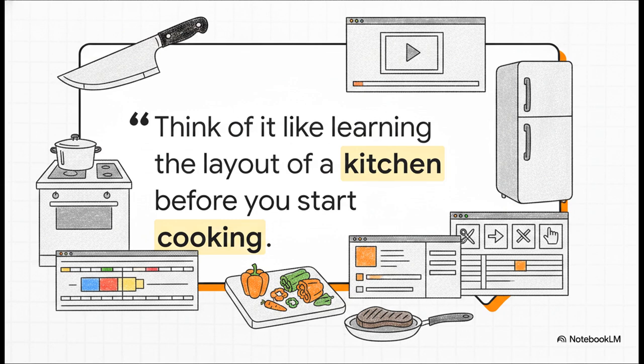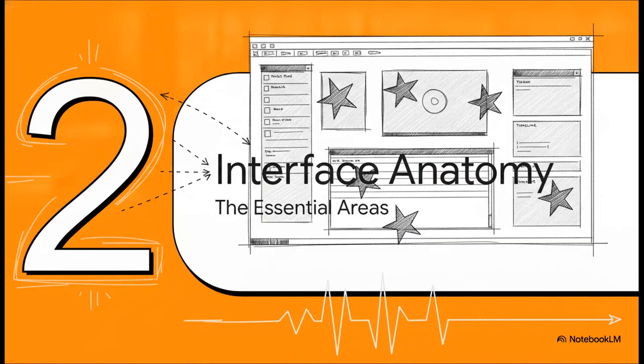You wouldn't start chopping vegetables and searing a steak if you had no idea where the fridge, the stove, or the knives were kept. Editing is the exact same way. Before we start shaping our stories, we just need to know where our tools live. Which brings us to Section 2, Interface Anatomy, the essential areas. We're going to break down the 5 main areas you actually need to care about.